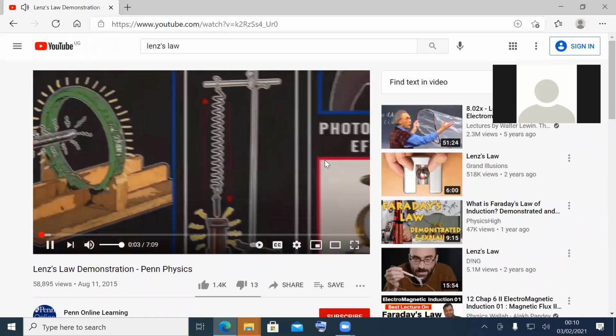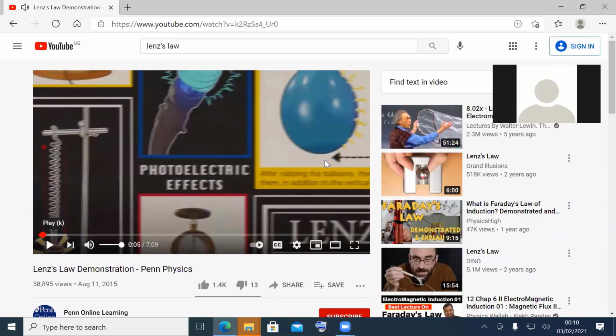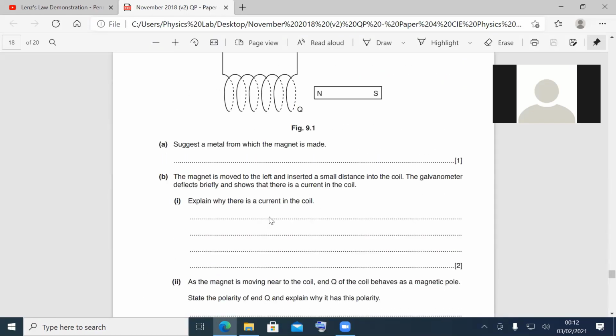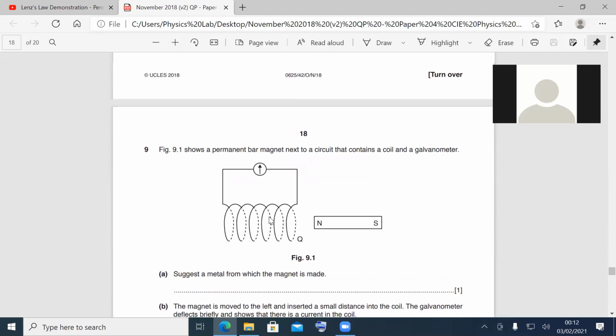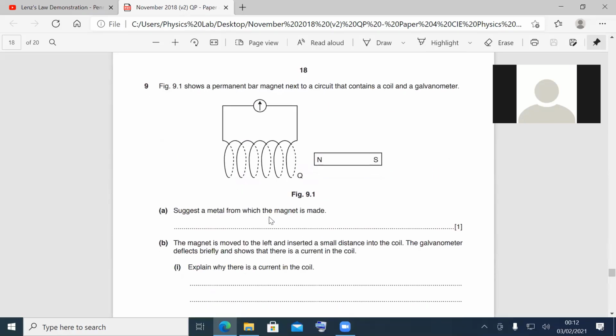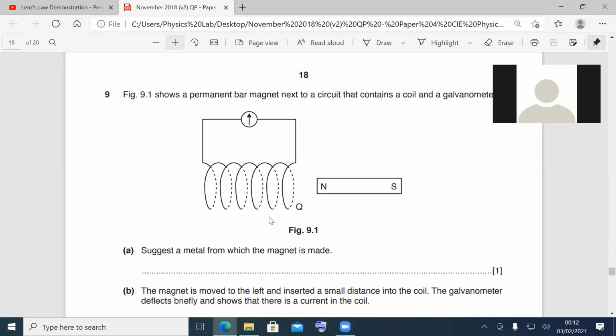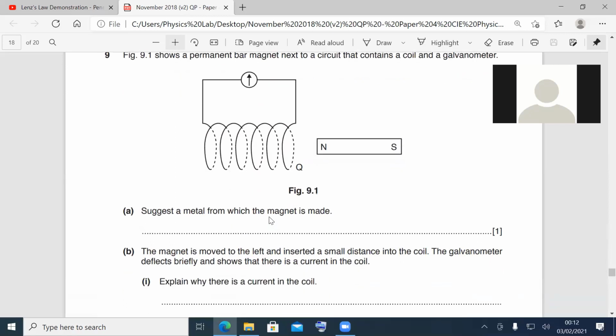Meanwhile, let me put up our paper that I'm going to discuss in the remaining time. Okay, so we have these questions here, which I need you to give me the answers to. I hope that Janab, you can see it very well on the screen. Yes. Okay, can you read for us what you see? Figure 9.1 shows a permanent bar magnet next to a circuit that contains a coil and a galvanometer. Suggest a metal from which the magnet is made.